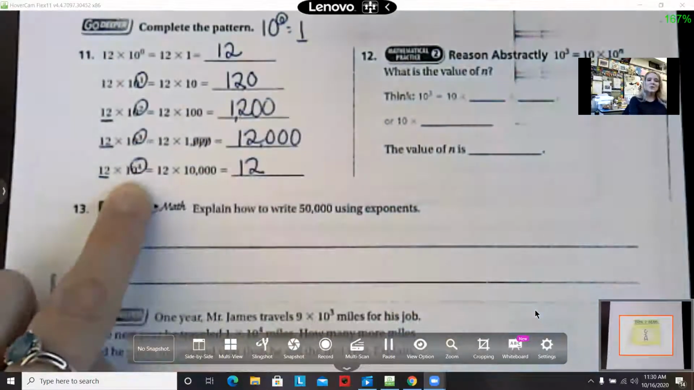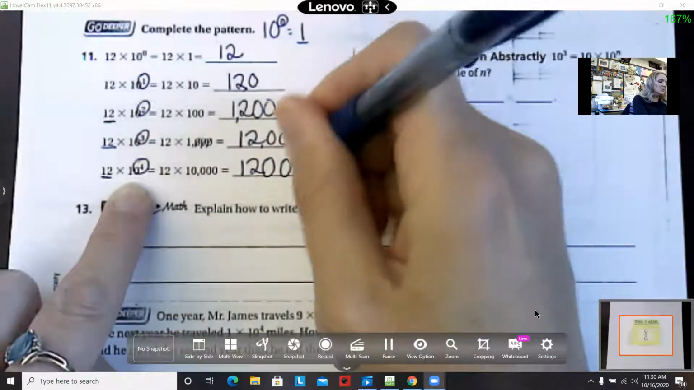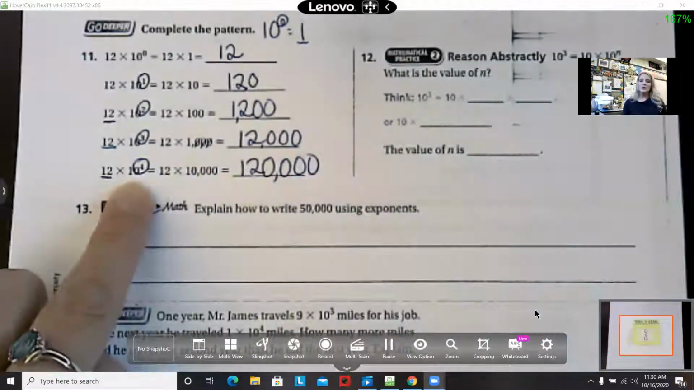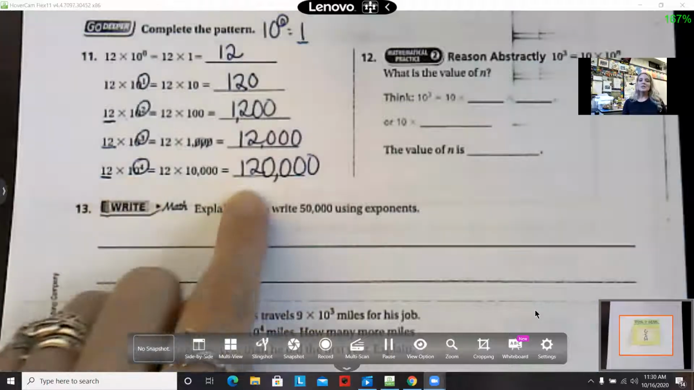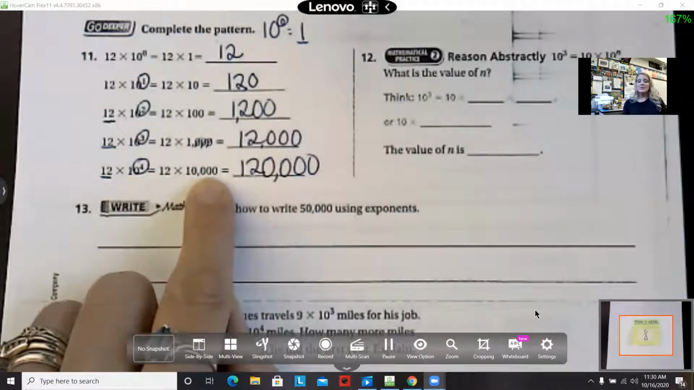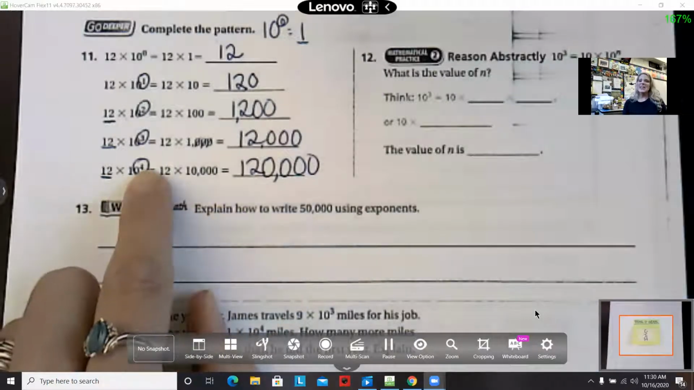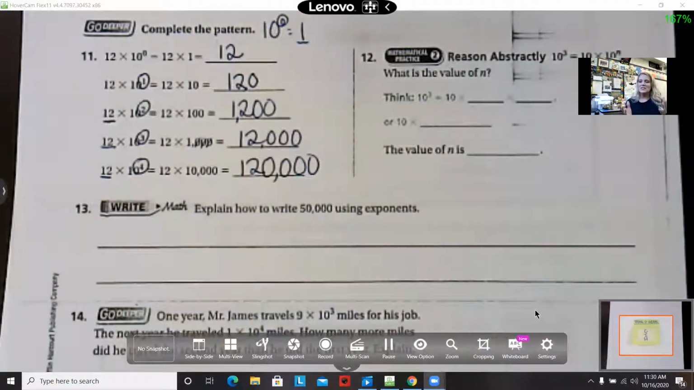And how many zeros are you adding? Those 4 zeros. 1, 2, 3, 4. Go back and put your comma. So that is 120,000, which makes sense. 12 times 10,000 would be 120,000. 4 zeros. That exponent 4, when it's attached to the end, just tells you how many zeros to add.